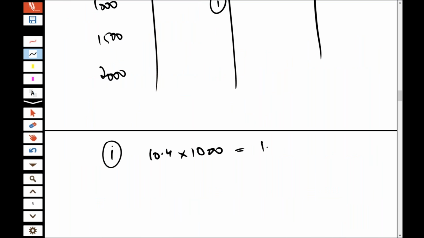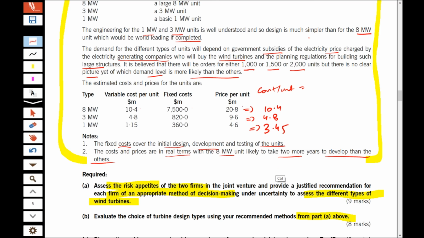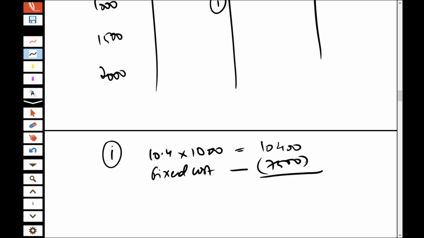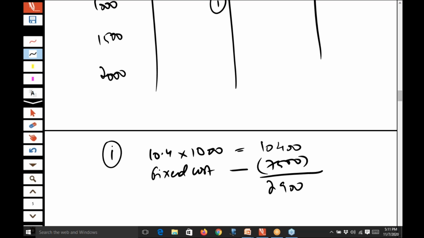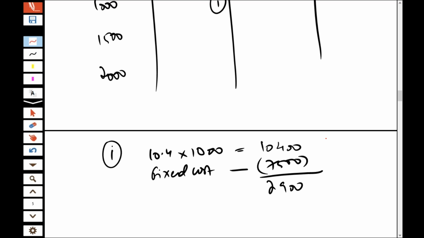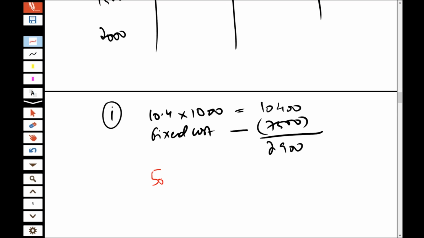$10.4 into 1,000. Then what happens is, there's going to be fixed cost. The fixed cost is going to be 7,500. So hence resultingly what happens is, this is going to be 2,900. Now, if I go on talking about the 1,500, so there has to be a contribution of 500 more units added up. So it's actually going to be 5,200.